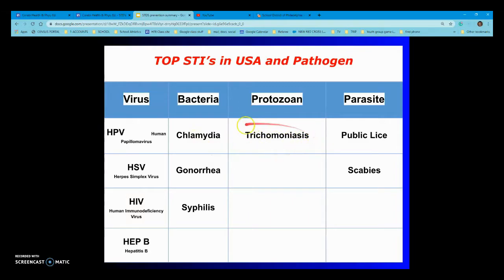Trichomoniasis is a protozoan-caused STD. It is the most common STD in some parts of the country. In Philadelphia in 2017, it was the 3rd most common STD in the city. So it's a protozoan cause that can also be treated. And then the 2 parasite ones are pubic lice, commonly called crabs, and scabies.